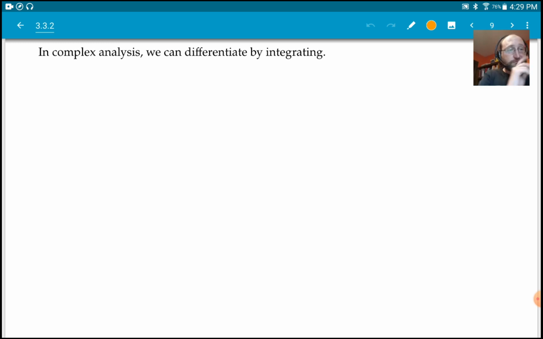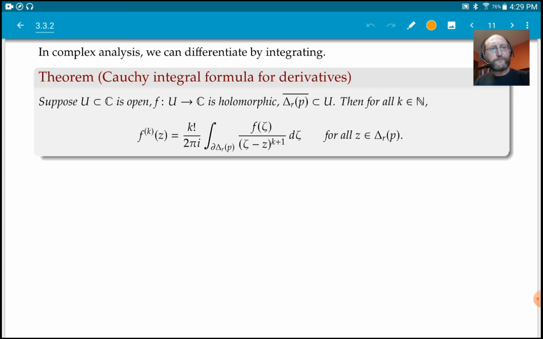Now, this is something that would maybe freak out a calculus student. In complex analysis, integrating and differentiating are kind of the same thing. We differentiate by integrating. Integrating is easier, right? Except in calculus. Calculus is harder, but anywhere else it's easier.